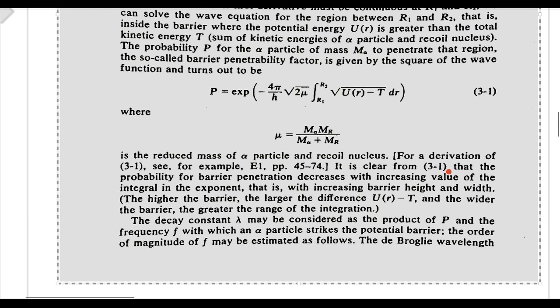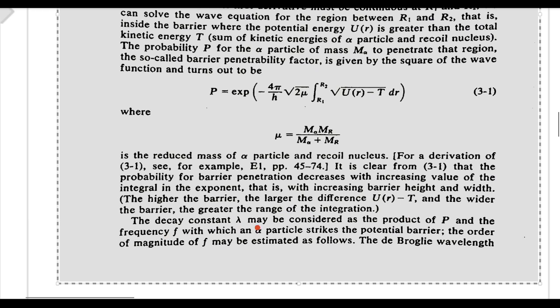It is clear from equation 3.1 that the probability for barrier penetration decreases with increasing value of the integral in the exponent. That is, it decreases with increasing barrier height and width. In this case, for pi, h or reduced mass, all the factors are constants, and the only variable is V minus E. So, with increasing barrier height and width, the higher the barrier, the larger the difference between V and E, and the wider the barrier, the greater the range of integration.